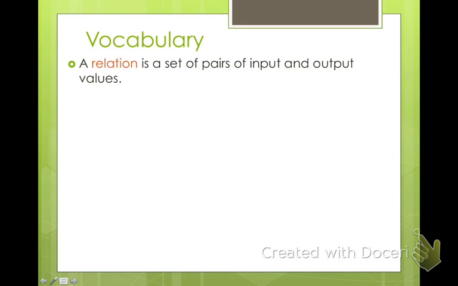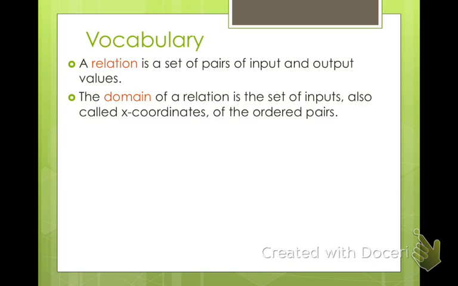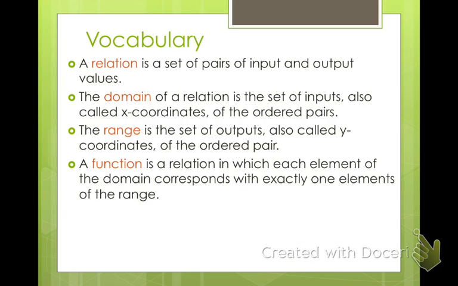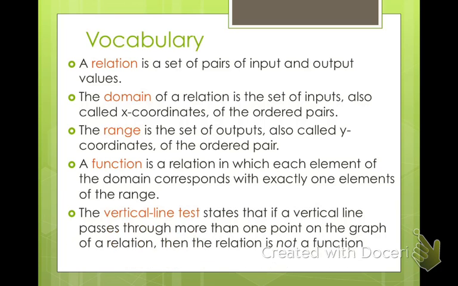So our vocab: a relation is a set of pairs of input and output values. So input values are always x, output are y. The domain is those inputs, those x coordinates, and the range is the outputs or the y coordinates of the ordered pair. A function is a relation in which each element of the domain has exactly one element in the range. So for every x value, there is one and only one y value for it to be a function.